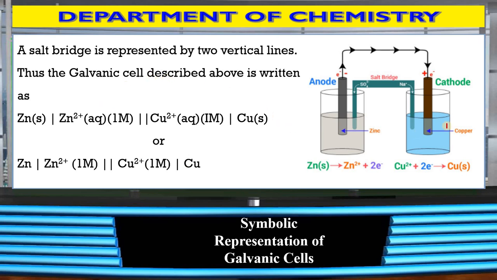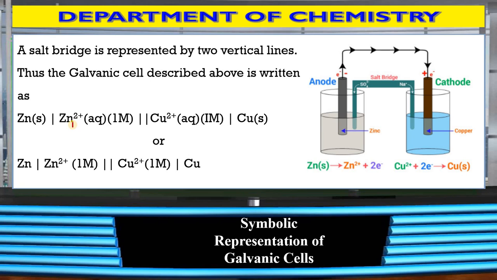Now let's see how to represent the whole cell. First, we need to write the anode compartment, and we should start from the metal or electrode of the anode compartment. First, I write zinc, the zinc electrode, which is present in solid state. Then a single vertical line to represent the difference between the phases of zinc and the aqueous solution of zinc sulfate. Zinc is present in solid state, zinc sulfate in aqueous state, so a single vertical line should be there.